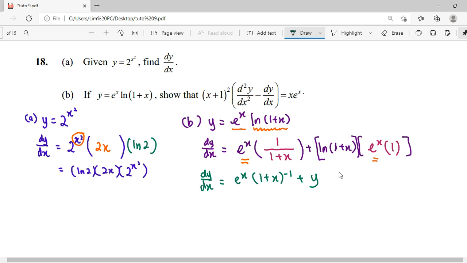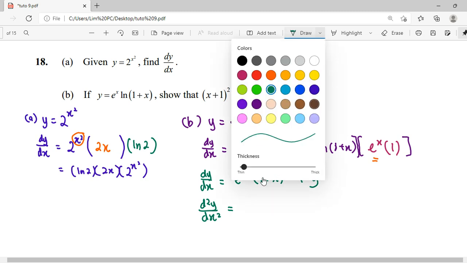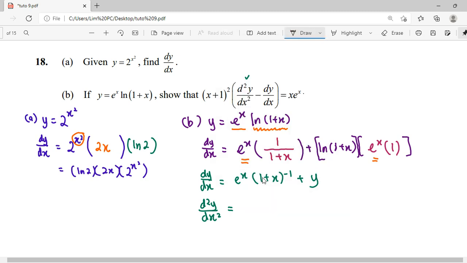So when you want to differentiate it again with respect to x, dy dx will become d2y dx squared. So obviously we obtain this symbol already. So in the middle part here, we have an exponential function and a rational function, two functions multiplied together. So again, we are going to apply our product rule. So product rule says: copy the front, differentiate the back, then add copy the back, differentiate the front.